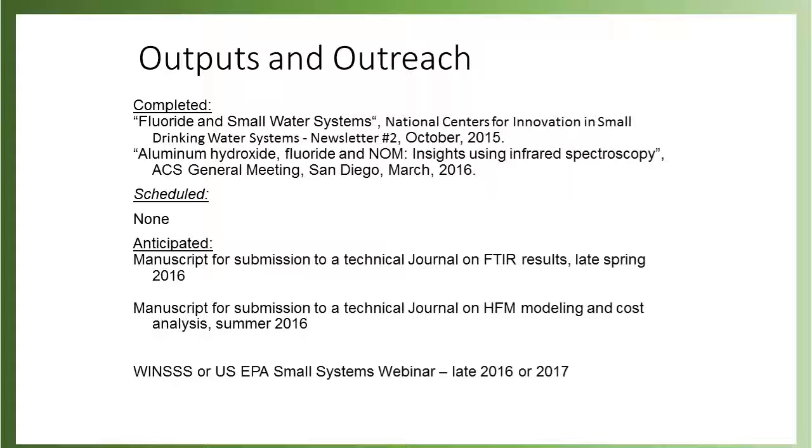We're getting ready, just trying to finish up his dissertation, or his thesis, which will be a paper that gets submitted on the FTIR results. We're also hoping this summer to finish the economic modeling and the components to look at the validation of the hollow fiber membrane. We'll make sure we put in that it's not chlorine resistant.